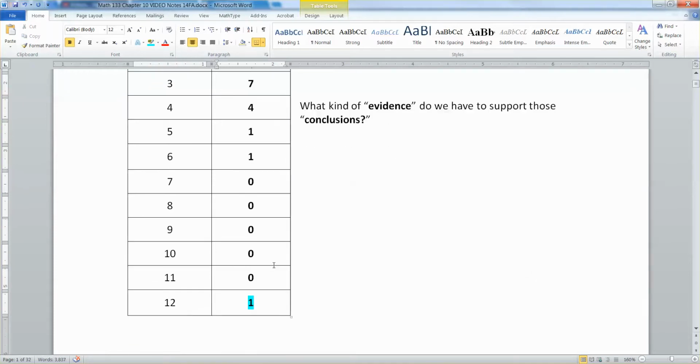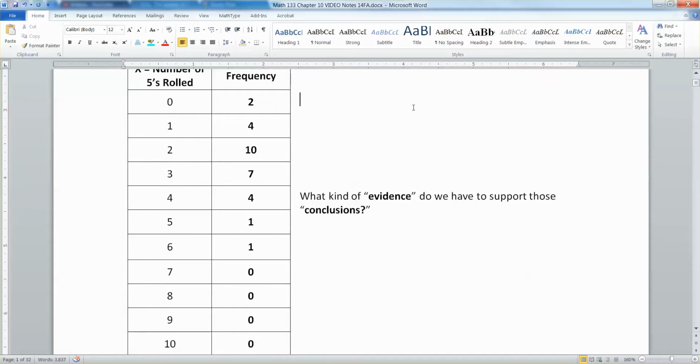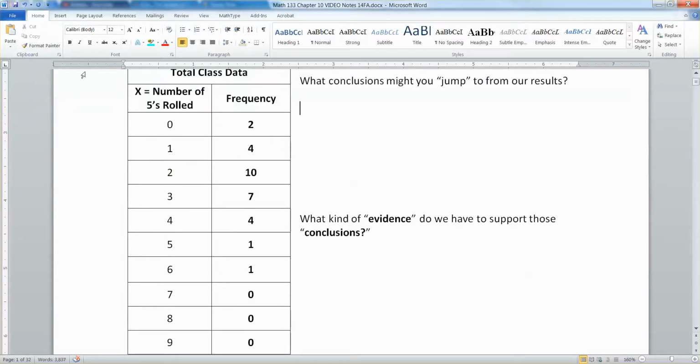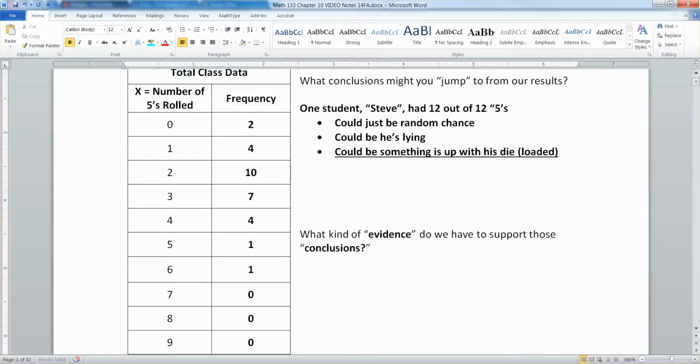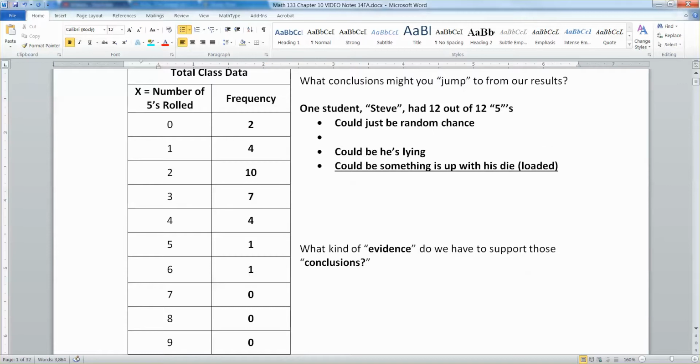Think about that. They took the die, they rolled it 12 times, and all 12 times it came out to be a 5. All right, so what are some possible conclusions we could draw from this? Let's take that student and call them Steve, say. All right, so Steve had 12 out of 12 5s. What could be happening? Well, it could just be random chance. I mean, it's possible. It's not very likely, but it's possible. As a matter of fact, let's figure out the probability of that real quick.